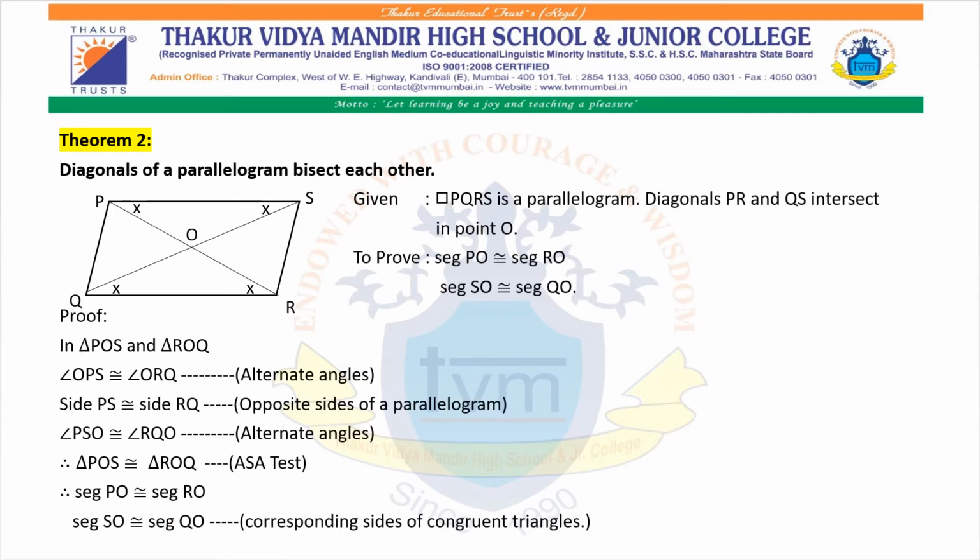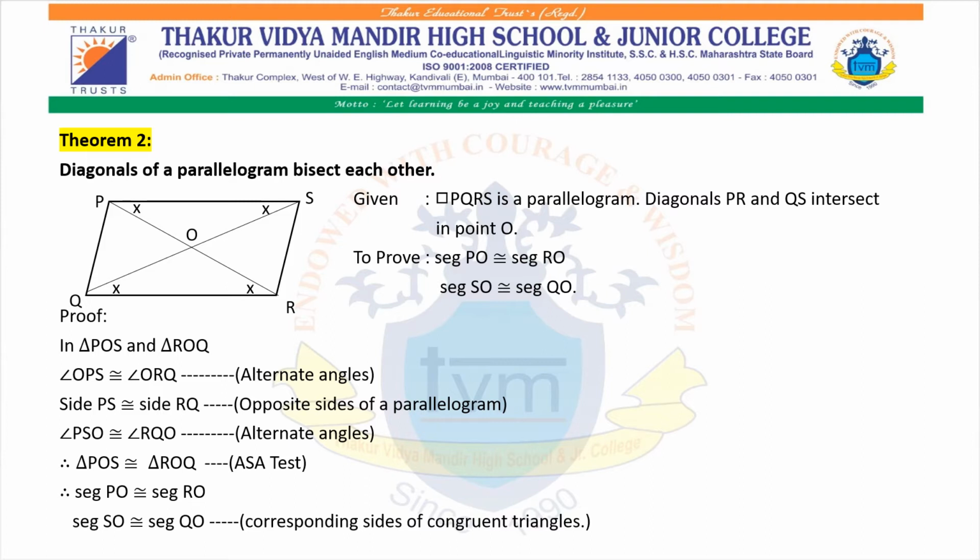Theorem 2. Diagonals of a parallelogram bisect each other. Given: quadrilateral PQRS is a parallelogram, diagonals PR and QS intersect in point O. To prove: seg PO congruent to seg RO and seg SO congruent to seg QO.